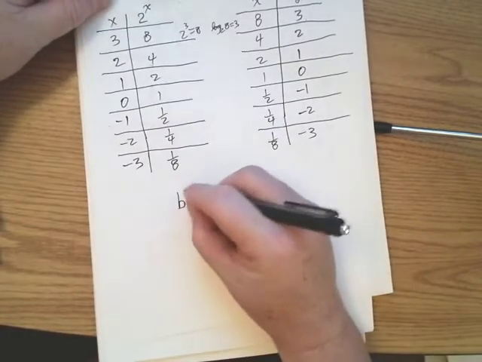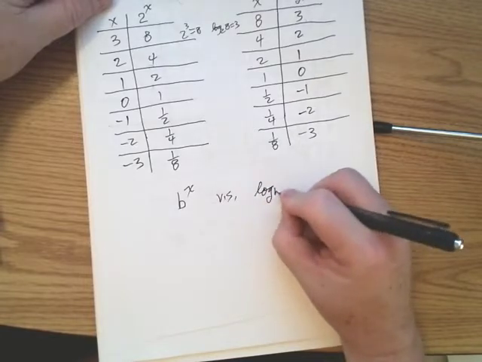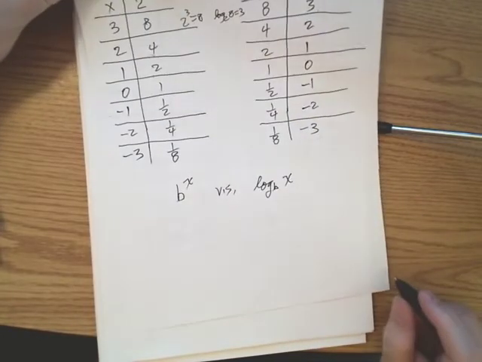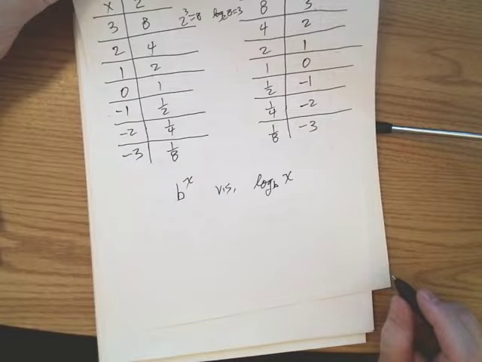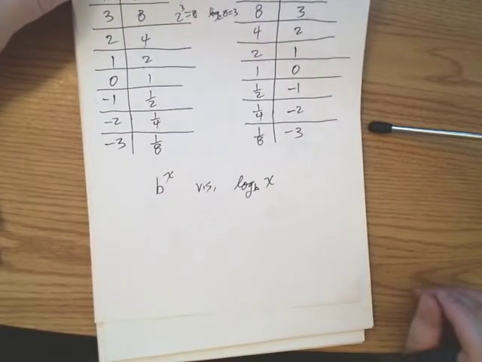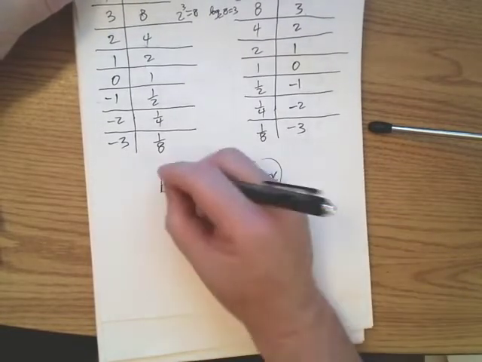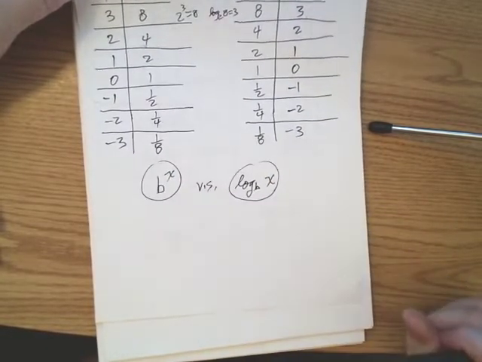And in general, b to the x versus what? Logarithm base b of x. These are inverse functions of each other. Okay? So that's something we'll bear in mind. And once again, I also want to mention that's one-to-one then, right? If the original function is one-to-one, so is its inverse.